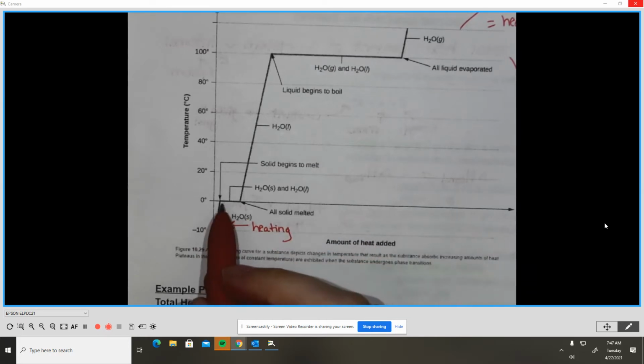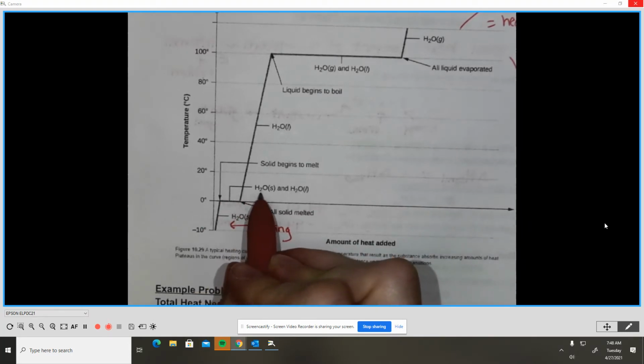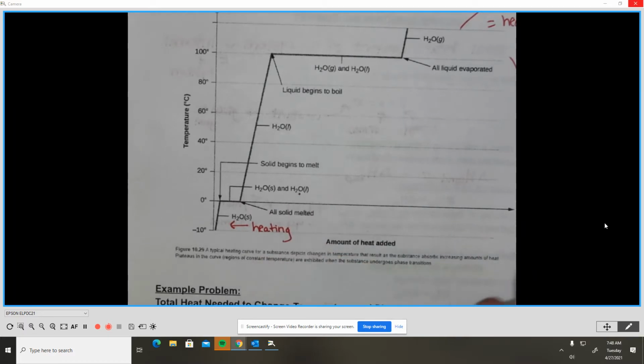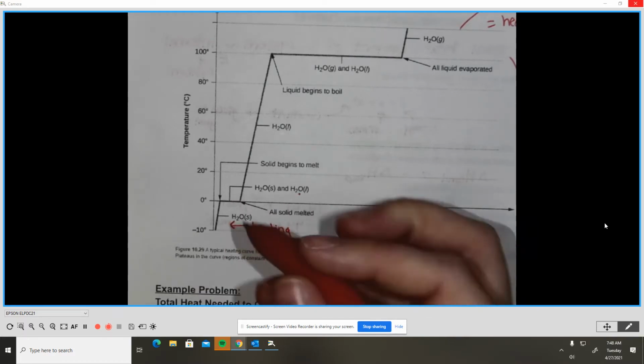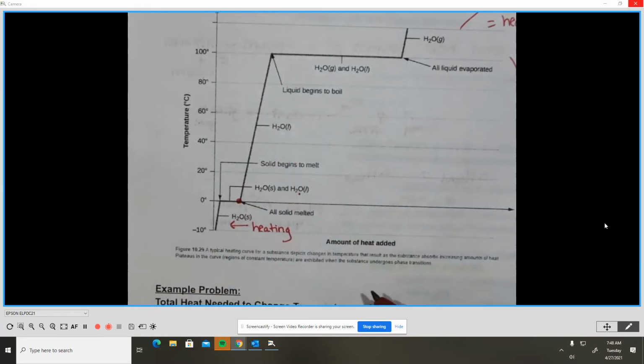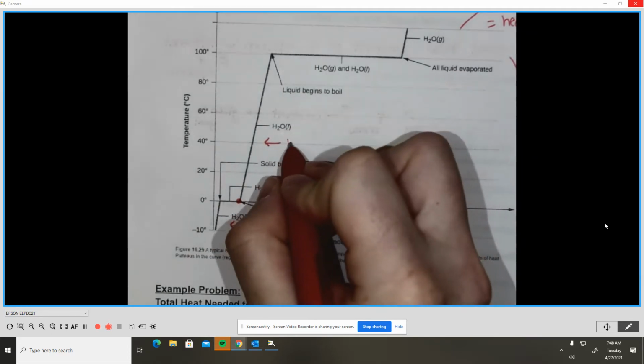Once it's at 0 degrees Celsius, it's going to stay at 0 degrees Celsius no matter how much heat is added until all of the solid melts. So it's saying here at this flat line, we've got solid ice and we have liquid water. So think of this like a glass of ice water. Once all of the solid melts at this point, that's when we're going to see the increase in temperature happen again. So we have more heating. At this stage, our water is liquid.